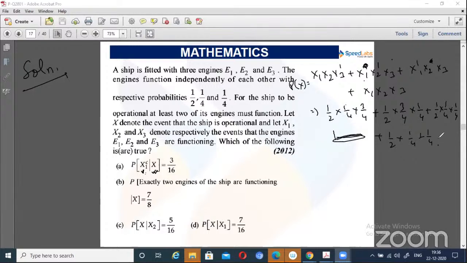फिर आपको निकालना है कि X1 was not working. तो X1 was not working कौन कौन से केस होंगे आपके? This one. इसको ऊपर में रख के क्या आ जाएगा आपका? Half into 1 by 4 into 1 by 4 upon P of X. You'll get the answer.